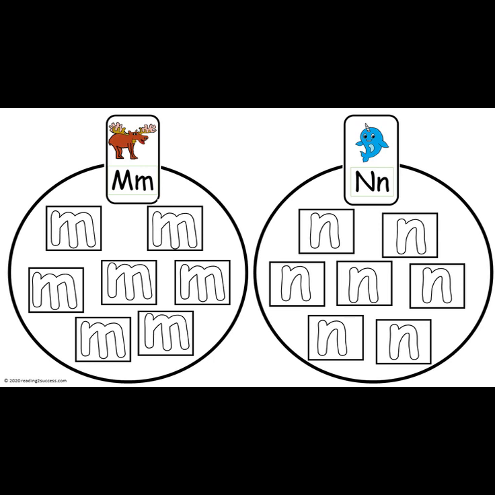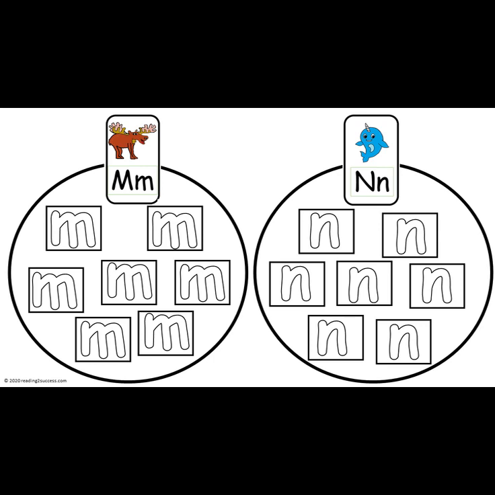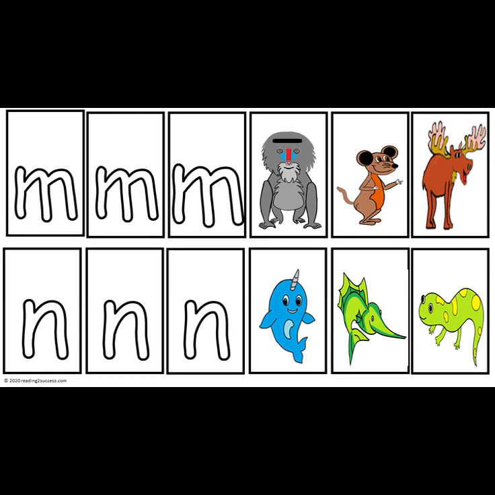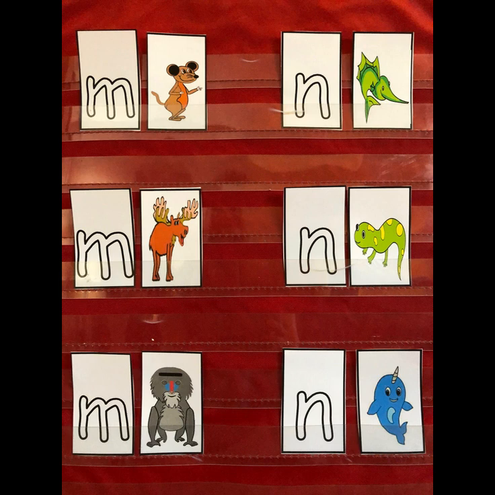Next, we have a sorting activity, and kids need to distinguish between the letter M and the letter N. They need to place all of the letter M's under the moose and all the letter N's under the narwhal. This is a template for the sorting board and the letters. And this is our template for the letter M and N. Kids have to distinguish between the two and then sort the correct pictures with the letters. And this is a completed example. All the M pictures are next to the letter M and all the N pictures are next to the letter N.